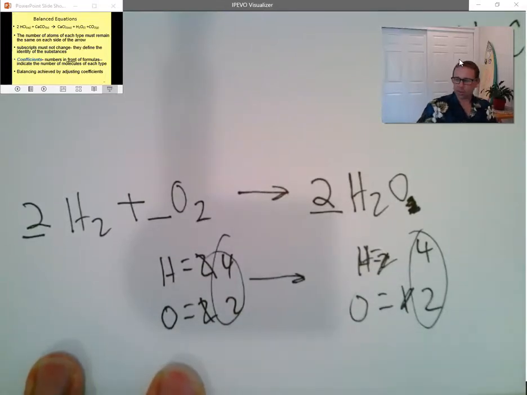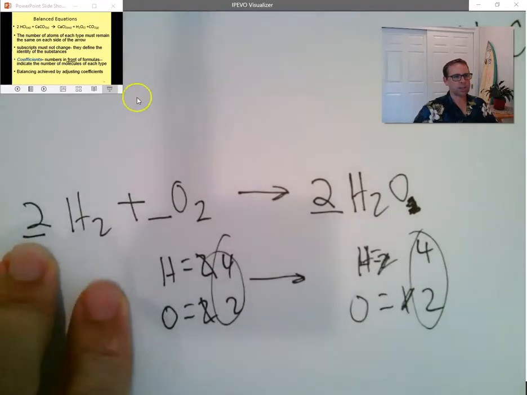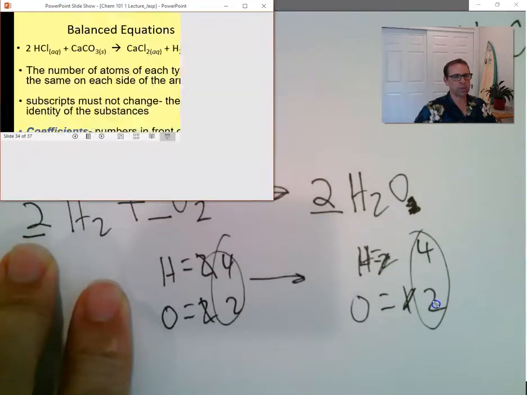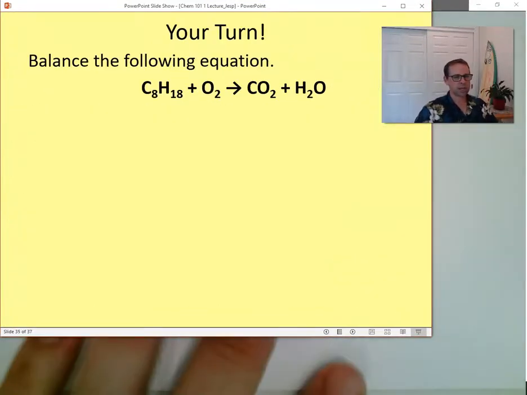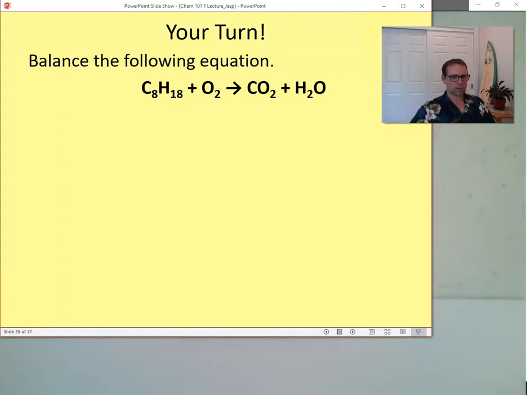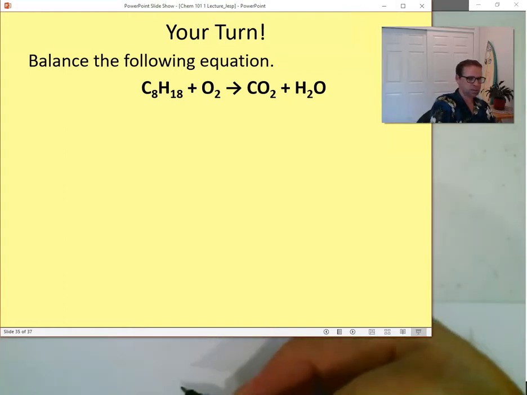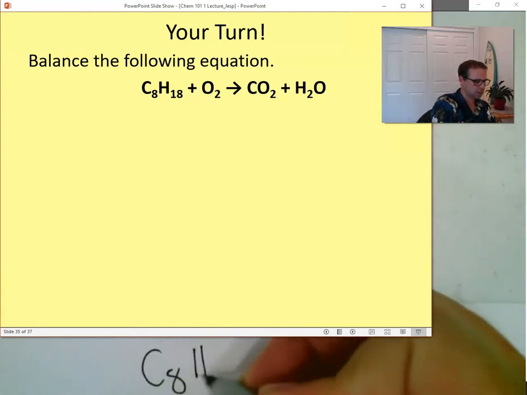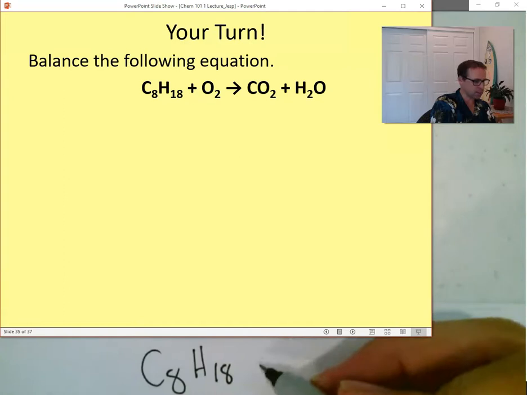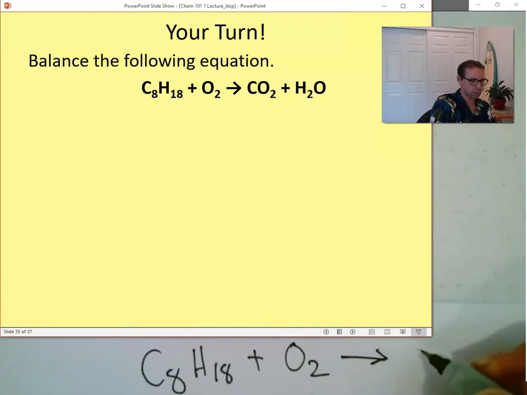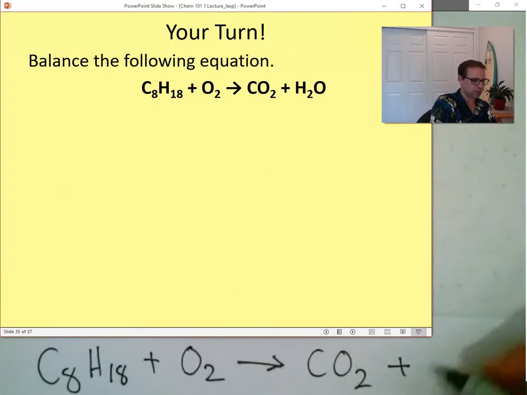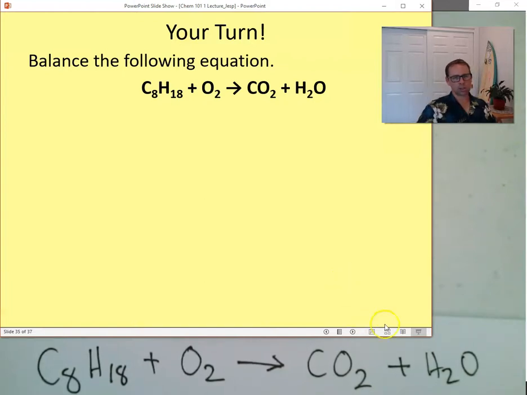Okay. Very good. So now we're going to take some time and make sure we know how to balance equations. Here's our first example that we're going to work with. This is C8H18. C8H18 is the main component in gasoline, automotive gasoline, octane. Combining it with oxygen gas to form, and this is what happens when you burn octane in your car or on the campfire or wherever, you get carbon dioxide and water as our products.